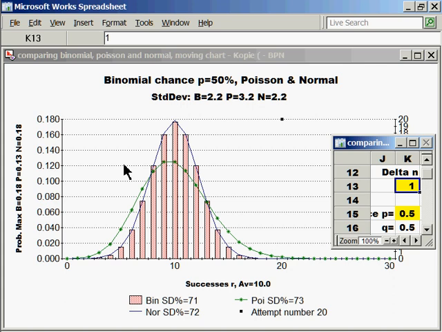Hello. What's the probability of getting exactly 10 heads from 20 spins? Here's a little chart that shows 3 different approximations: the binomial, yes-no, the Poisson for random events, and the normal for large numbers of samples. You can see that the answer is about 0.18 or 18%, and that the Poisson gives a lower answer, but it's a bit wider.